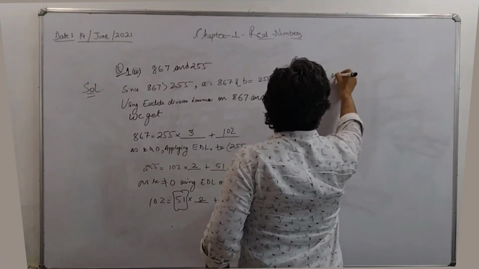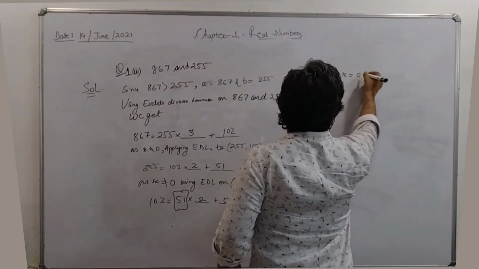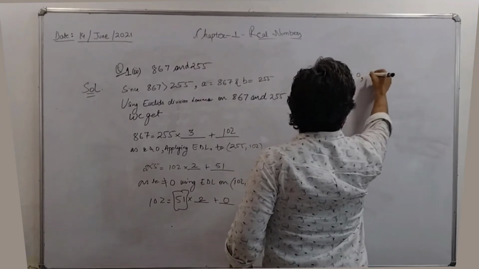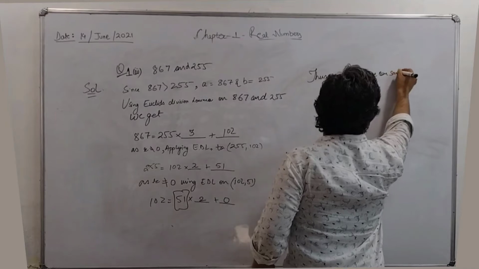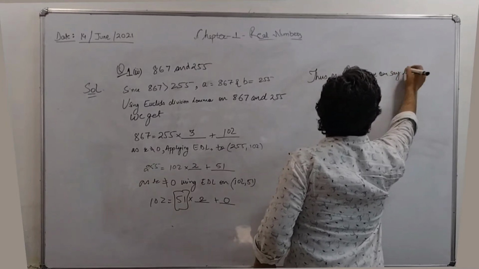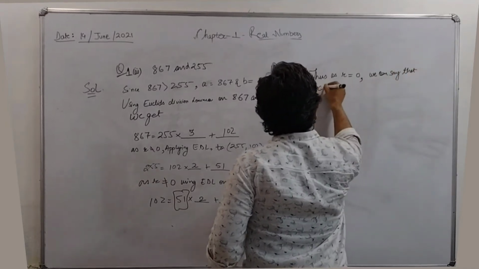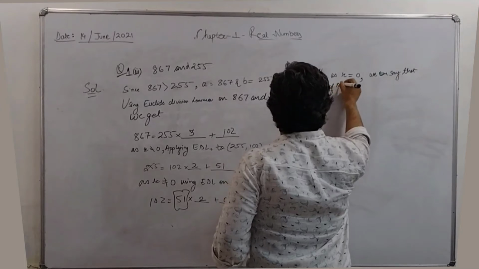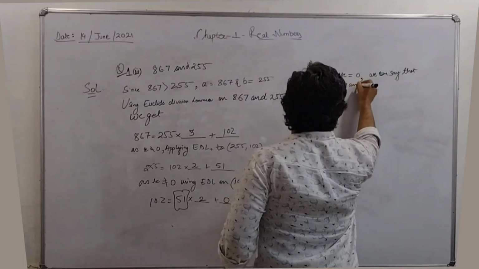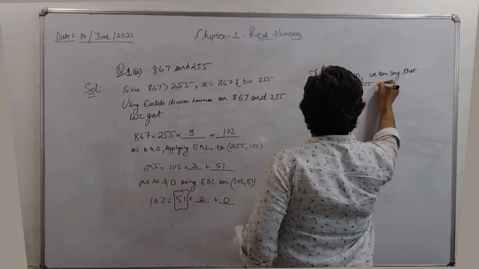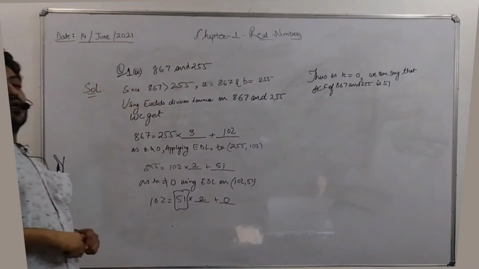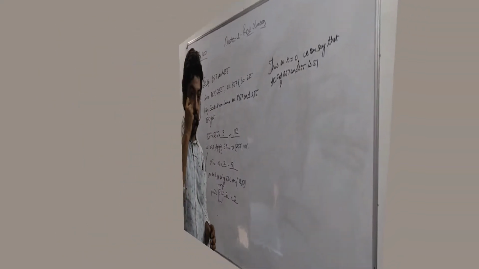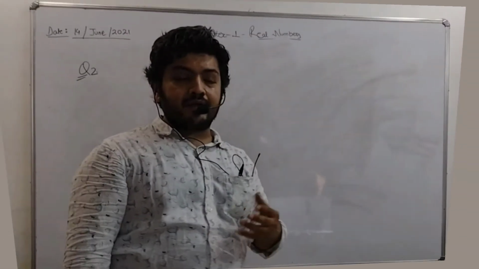Thus as R is equal to 0, we can say that HCF of 867 and 255 is 51. So here is the answer. This is our question 1. So what does question 2 state?